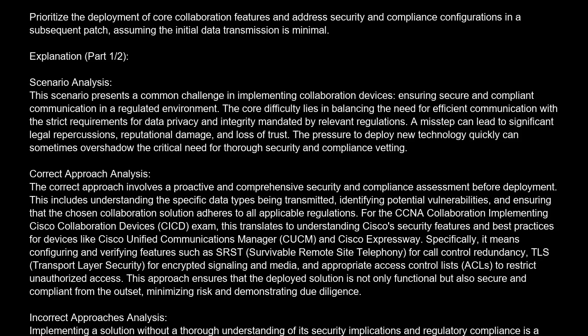The correct answer is C. Prioritize the deployment of core collaboration features and address security and compliance configurations in a subsequent patch, assuming the initial data transmission is minimal. Explanation.